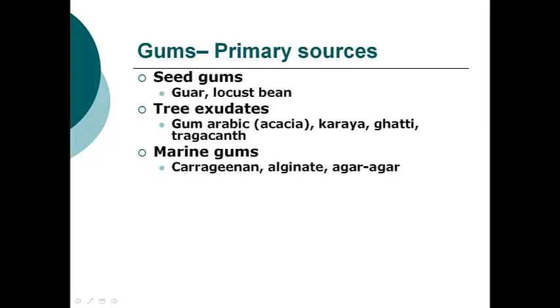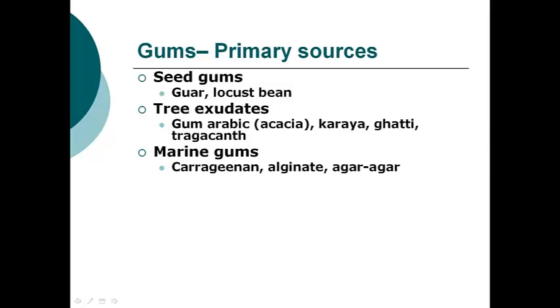Marine gums are derived from seaweed. Again, different seaweeds are used, resulting in different characteristics. Carrageenan is extracted from red seaweed, and this is a product that's sometimes called vegetarian gelatin. For carrageenan alone, there are 3 different classes that have different functional characteristics.